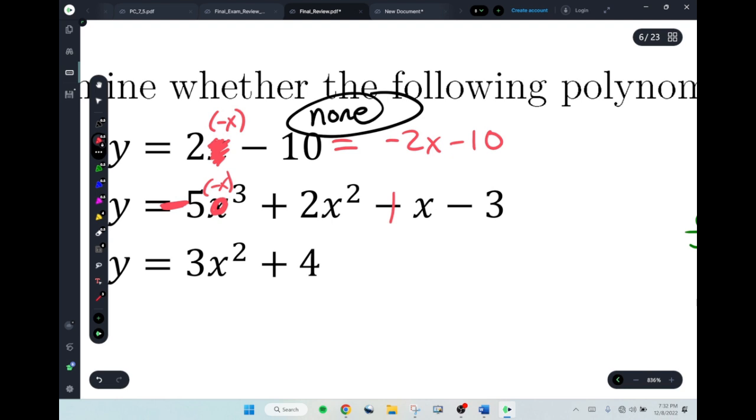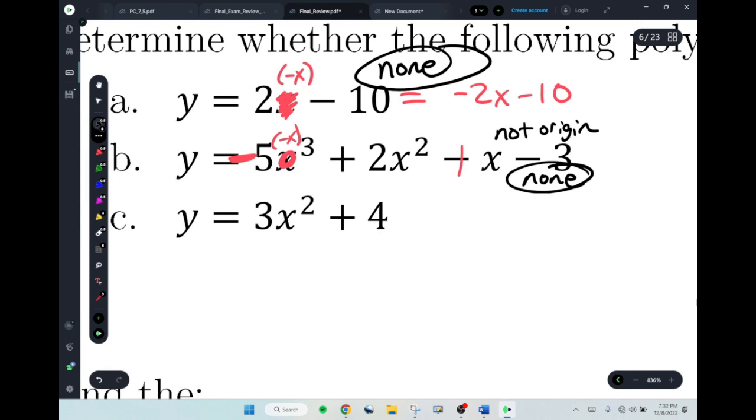So did it flip every single sign? No, it only flipped 2 of the 4. So it's not origin. And is that the exact same equation as before, now that I've done my flipping? No, it's not the exact same. I changed 2 things, but I didn't change the other 2. So, none.